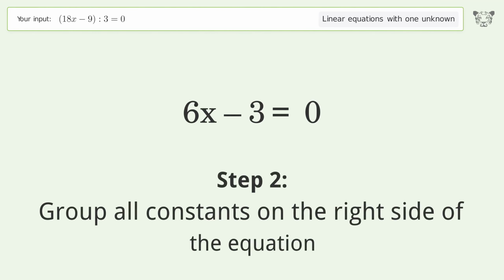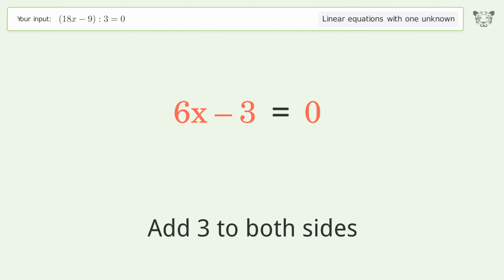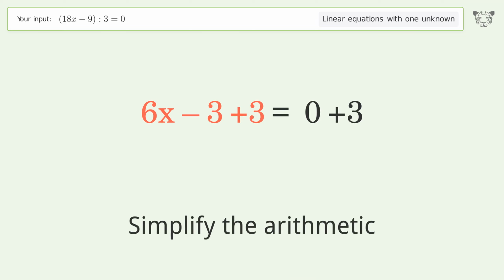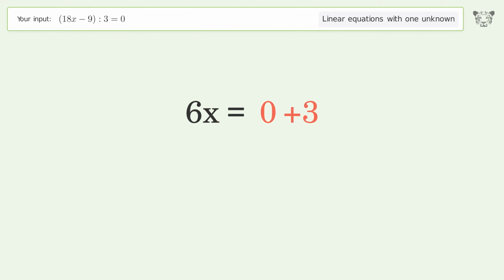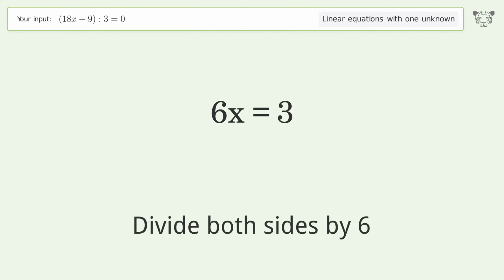Group all constants on the right side of the equation. Add 3 to both sides. Simplify the arithmetic. Isolate the x. Divide both sides by 6.